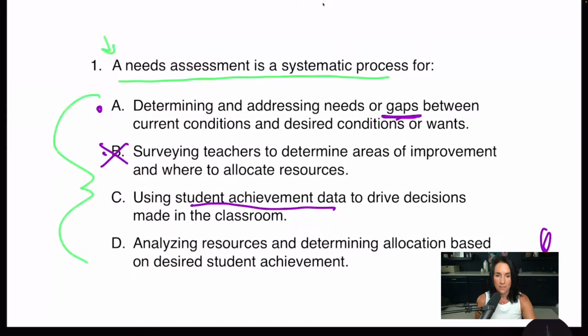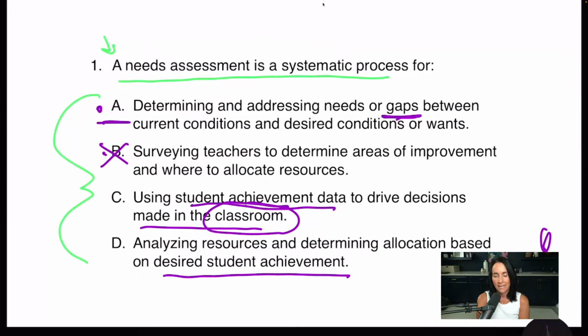Well, here's where this can be problematic. You're not in the classroom. You're not in the classroom. You are building level. So I am still liking answer choice A. C is okay. I'm going to leave it, but A is my star here. D, analyzing resources and determining allocation based on desired student achievement. All right, it's okay, but desired student achievement, that's kind of a blanketed way of thinking about allocating resources. And we're analyzing resources here. We're not analyzing data, all right? So I still like A.